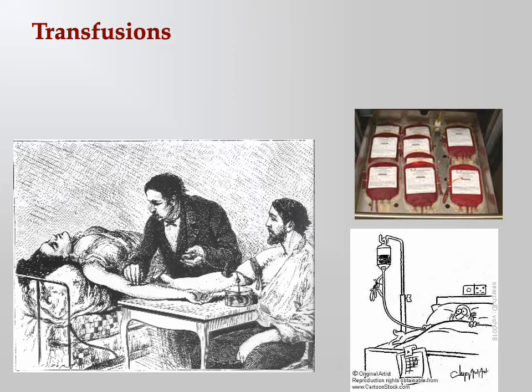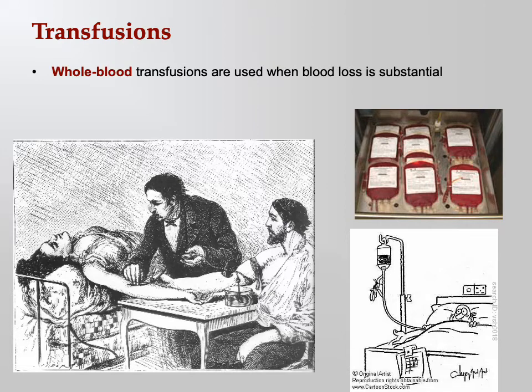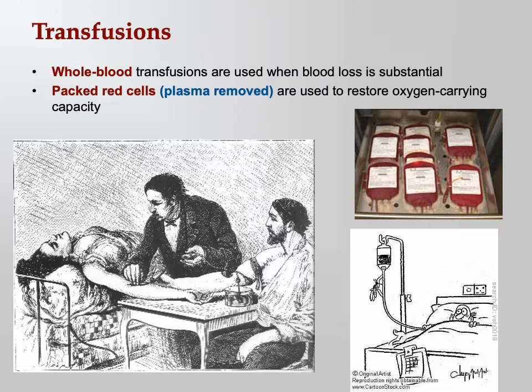Okay, so that's clots. Let's talk about transfusions, all right? Let's talk about taking blood from one person and putting it into another person. Whole blood transfusions are used when blood loss is substantial, all right? Serious injury or in an operation or something. Packed red blood cells are used to restore the oxygen carrying capacity.